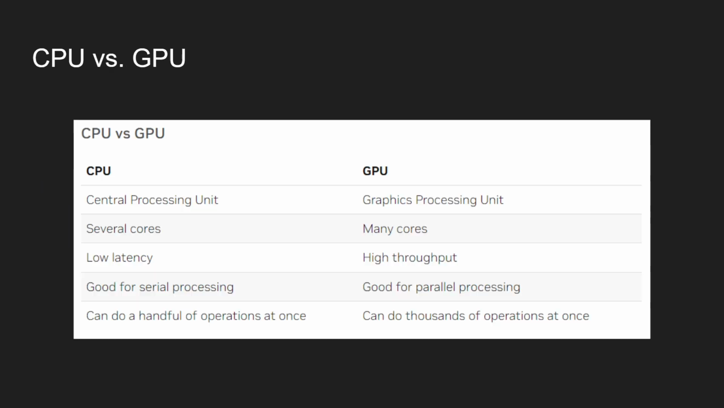All right, so I think it's important for this discussion to briefly go over the differences between a central processing unit and a graphical processing unit. One has several cores. GPUs tend to have thousands of cores. CPU has low latency. However, GPU has very high throughput. CPU is good for serial processing, doing one thing right after another. GPU is amazing at parallel processing, doing stuff at the same time. CPU can do a handful of operations at one time. However, GPU can do thousands.